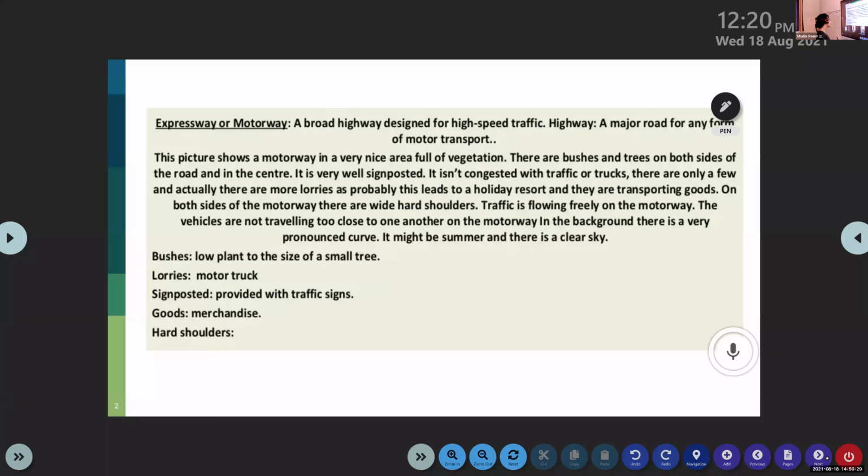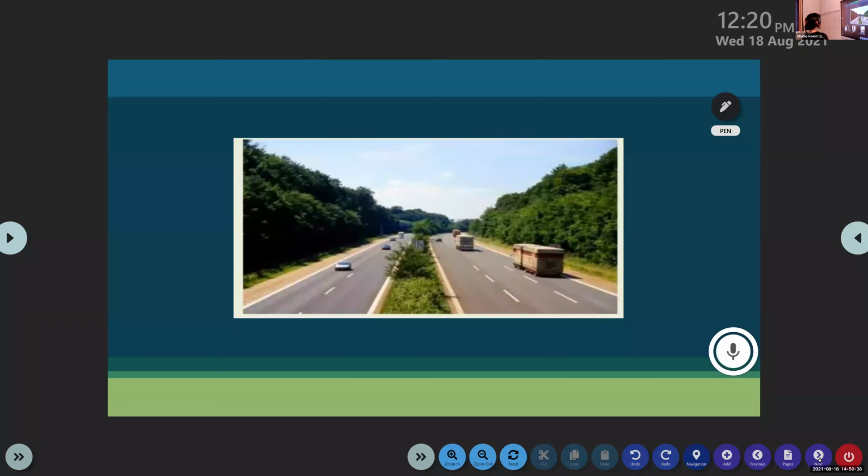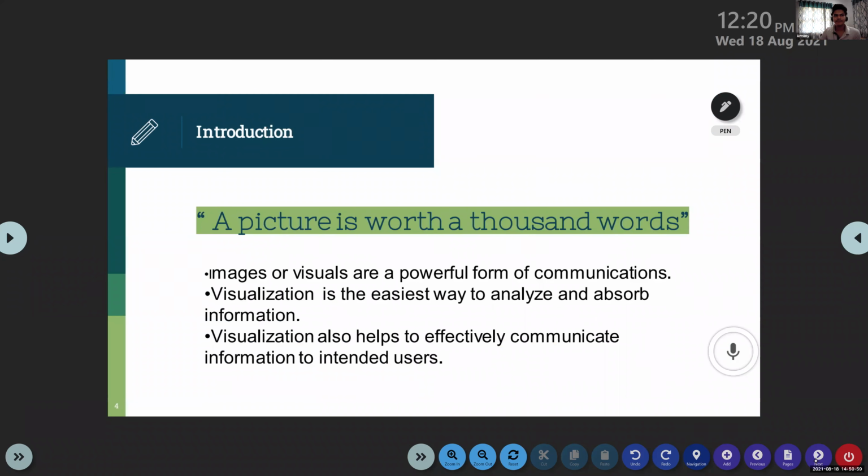Did you get any answer? Did you get any idea? It will take time, isn't it? Then what about this? You will get more information, isn't it, when you look at this picture? Yes, ma'am. So can you just connect this concept with our chapter? So our chapter is about? Visualization. Yes, which means that? Visualization of data.